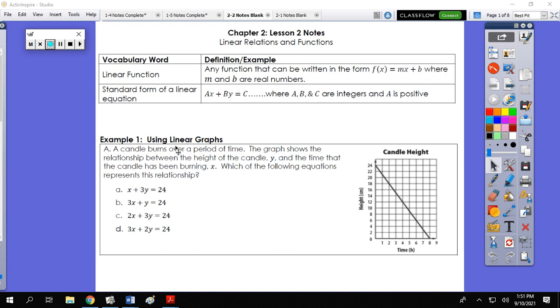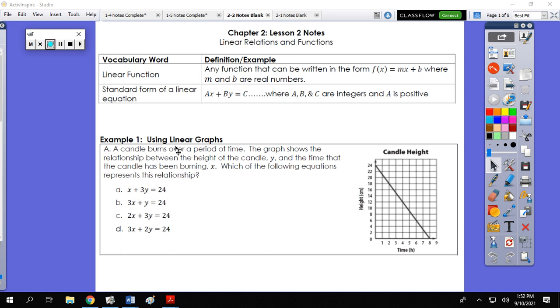Alright, ladies and gentlemen, welcome to the video notes for Chapter 2, Section 2 in your Algebra 2 textbook entitled Linear Relations and Functions. Start with some vocab here. A linear function is any function that can be written in the form f of x equals mx plus b, where m and b are real numbers.